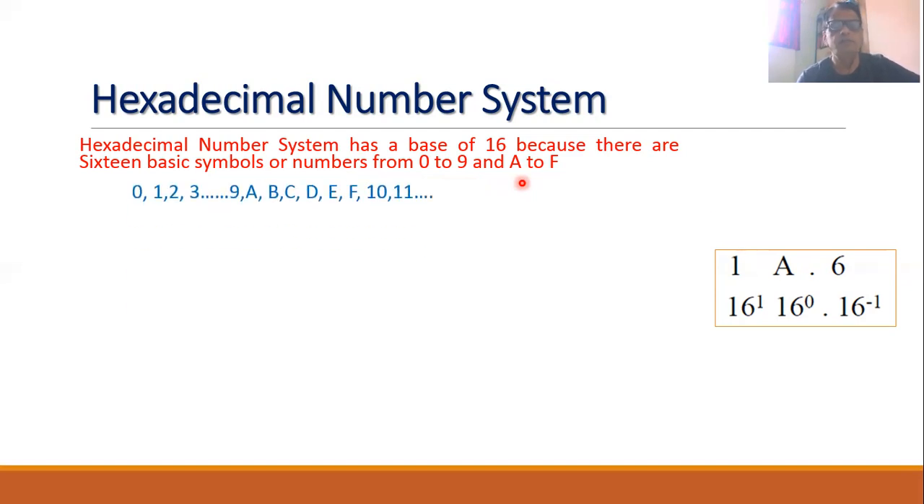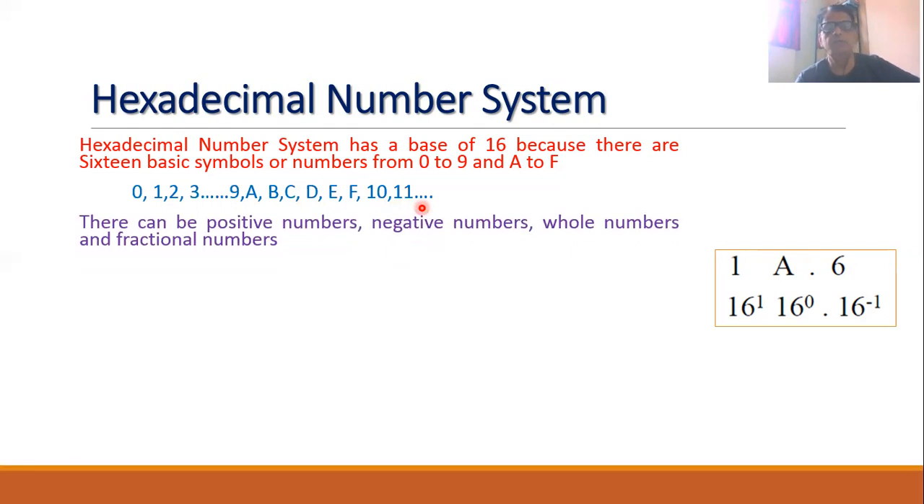the hexadecimal number system. In hexadecimal number system, we can write the numbers like this: so 0, 1, 2, 3, 4, up to 9. After 9, we write the basic numbers as A, B, C, D, E, and F. Now the basic numbers are over, and therefore after F, we make the combination of 1 and 0. Therefore 10, 11, 12, 13. In this way, you will find that we can write the infinite numbers in the hexadecimal number system.